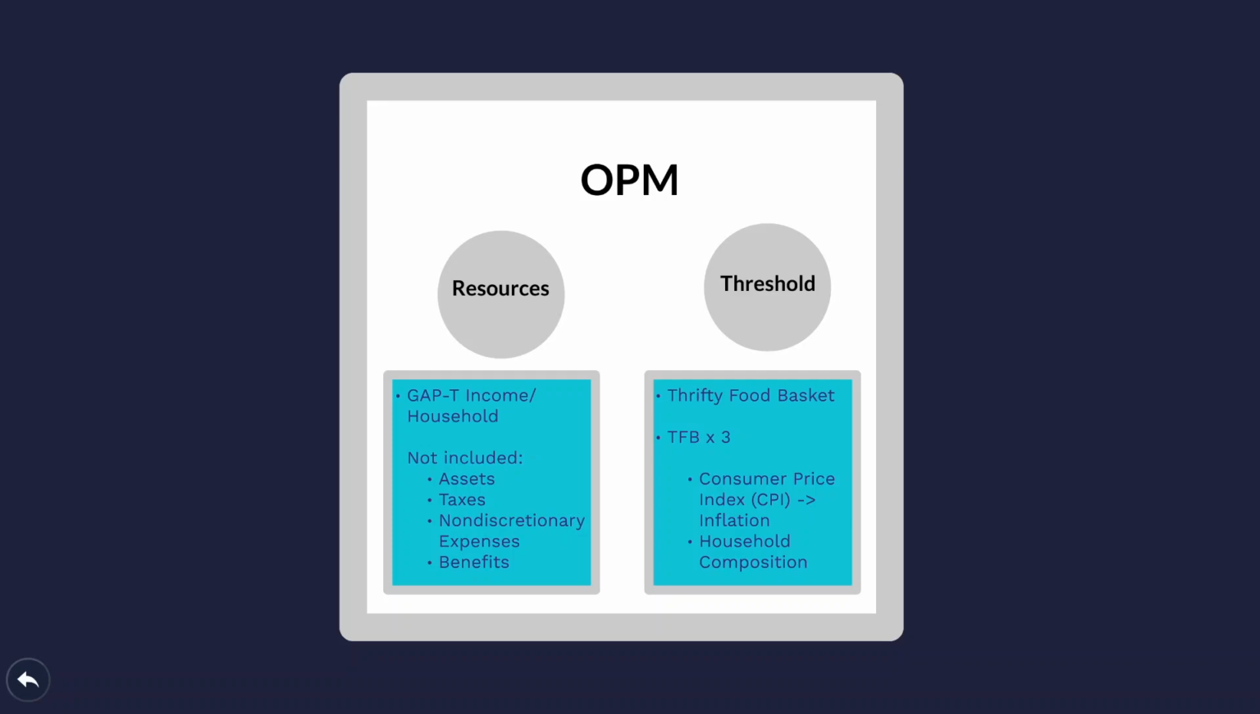Now the threshold. The threshold, like I mentioned before, consists of the Thrifty Food Basket times 3. This calculates a consumer price index, which can lead to inflation when actually calculating how much a geographical location costs.